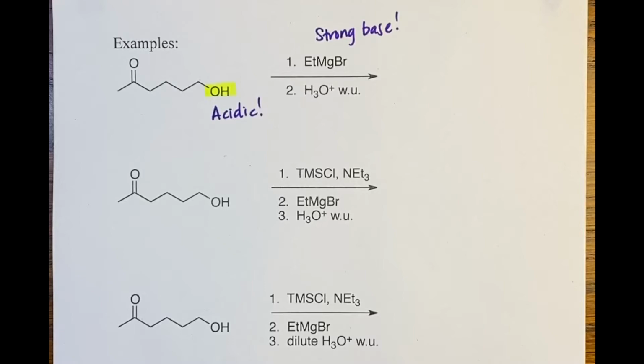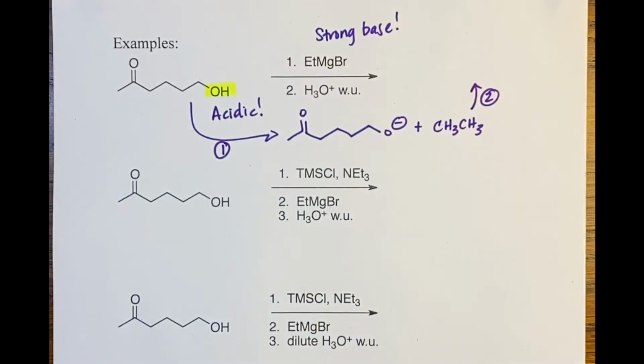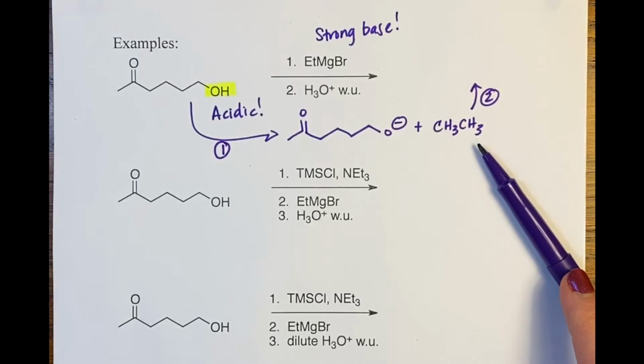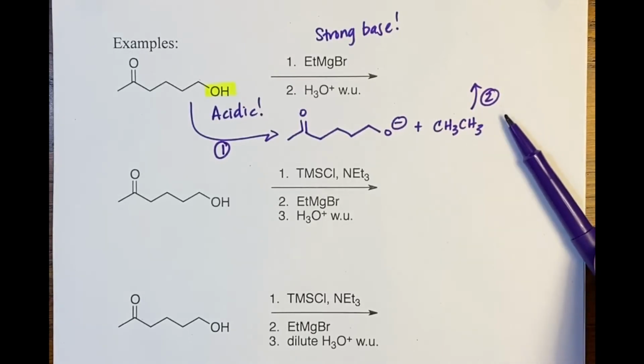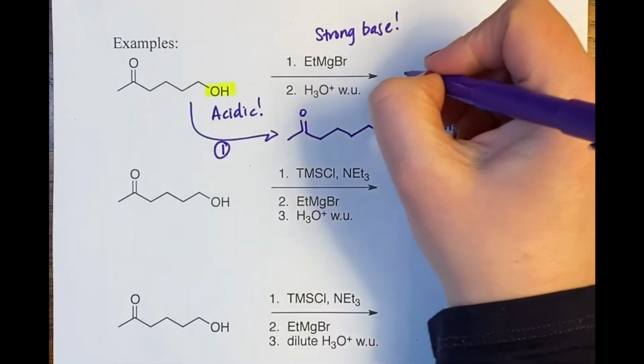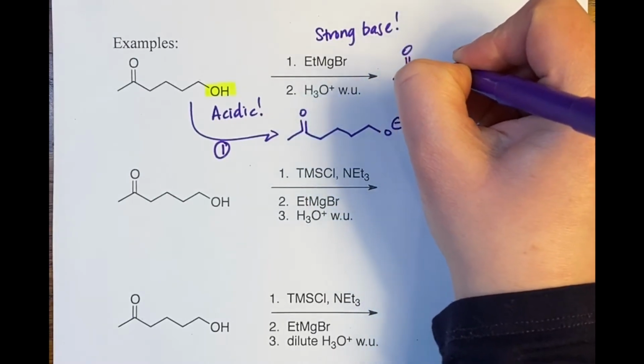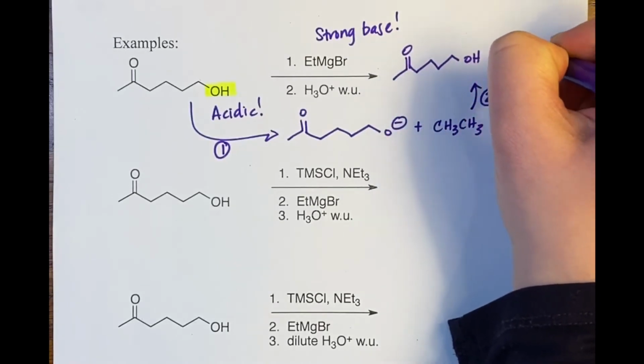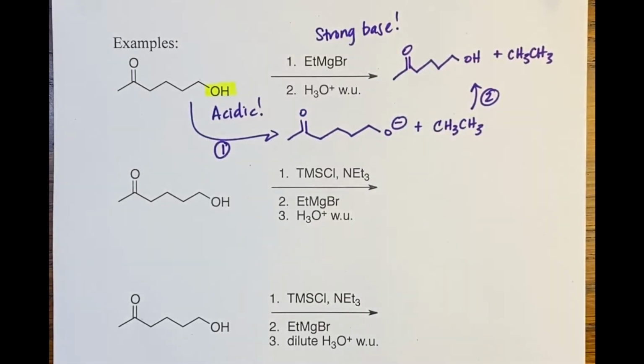During the course of this reaction, at the end of step 1, what we're going to have is that alkoxide ion and a molecule of ethane that came from our Grignard reagent. Then in step 2, when we do our acid workup, we'll get our original starting material back out of the reaction, plus that quenched Grignard reagent, so a molecule of ethane. So there's no productive reaction that has happened. If we need that productive reaction to happen, we have to put a protecting group into our structure.